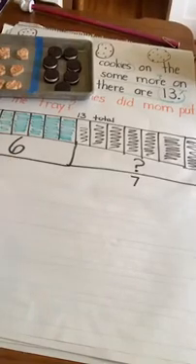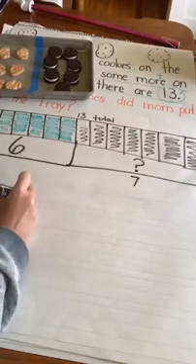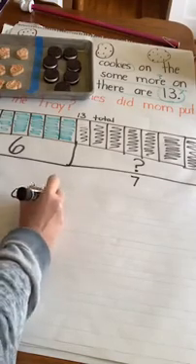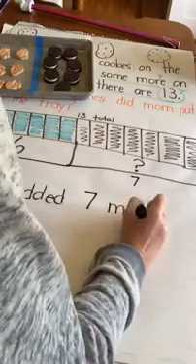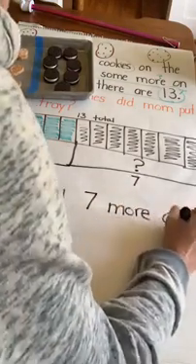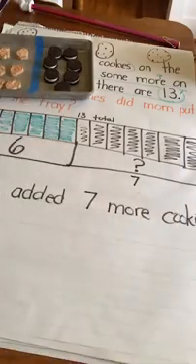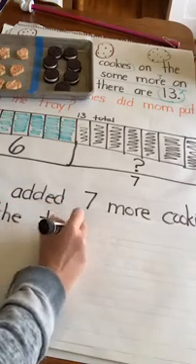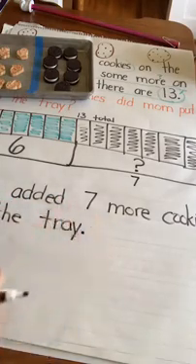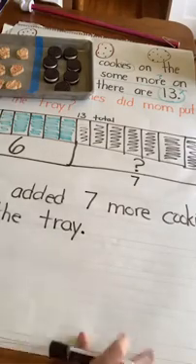So my sentence would be, Mom added 7 more cookies to the tray. Now I can do my math equation to go with my problem.